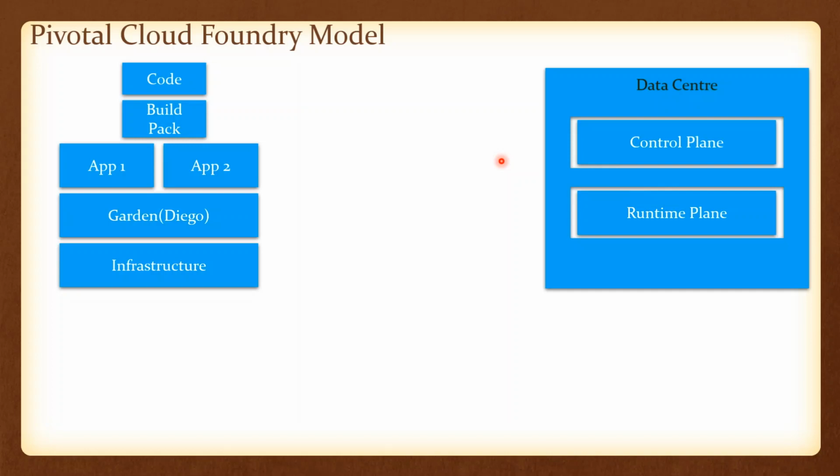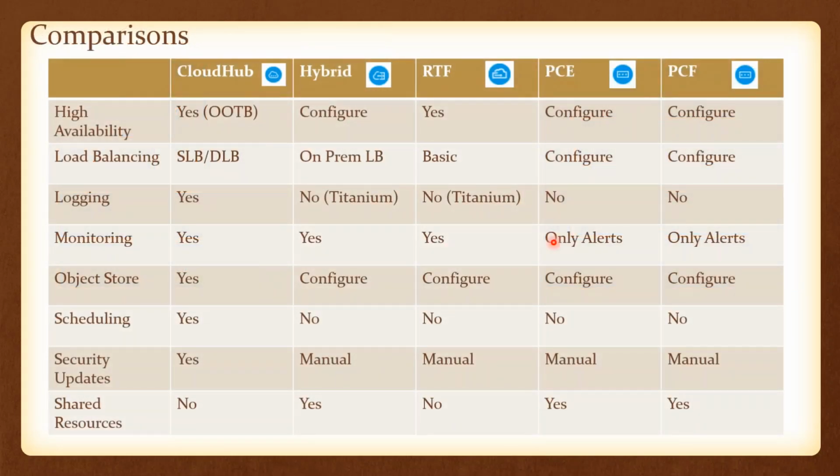So PCE and PCF are almost similar. It's just that a layer of PCF is added on your data center, and you're hosting your control plane and runtime plane on PCF. So PCE and PCF are similar, and hybrid and RTF are also similar. With this, we have completed all the deployment models which are available with MuleSoft. Now we'll see a quick comparison of all the deployment models.